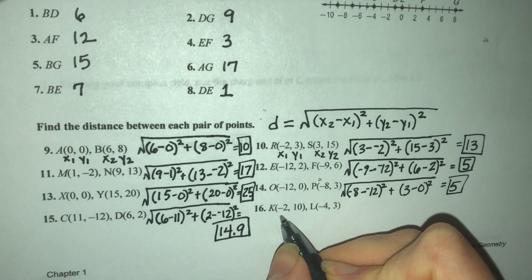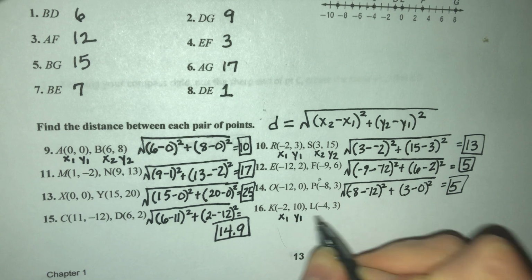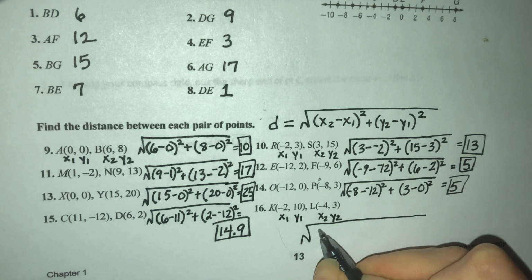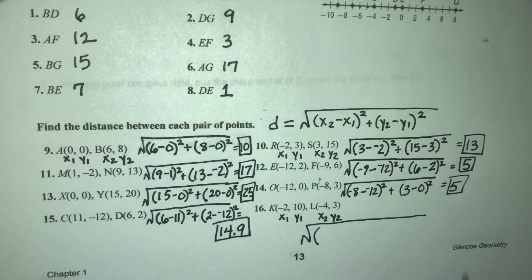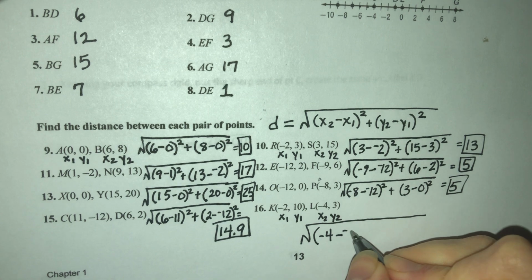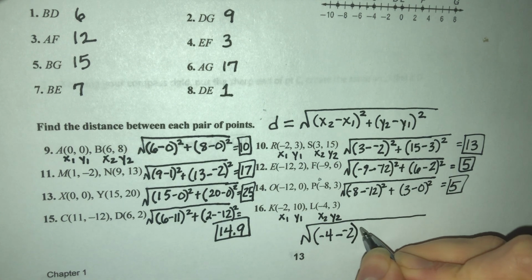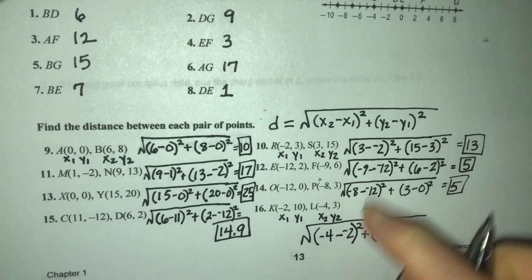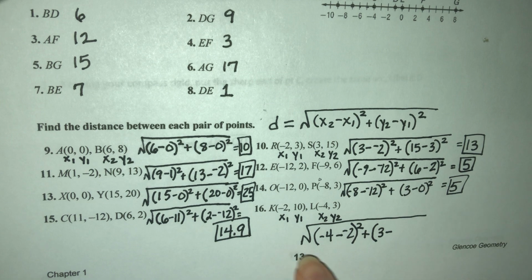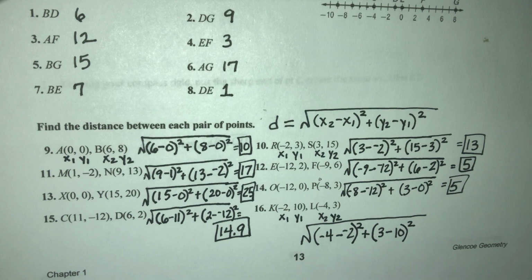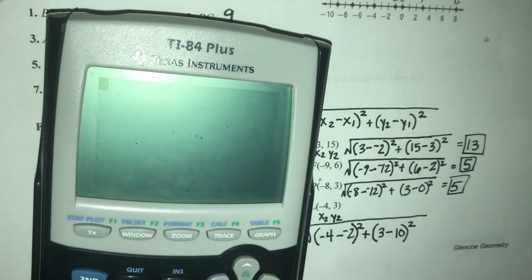First step, label it. x1, y1, x2, y2. Draw the big long square root. Fill the numbers into the formula, starting with x2. x2 is negative 4 minus x1 is negative 2, close parentheses, squared plus new parentheses. y2 is 3 minus y1 is 10, close parentheses, squared. And that's what we'll type in the calculator.